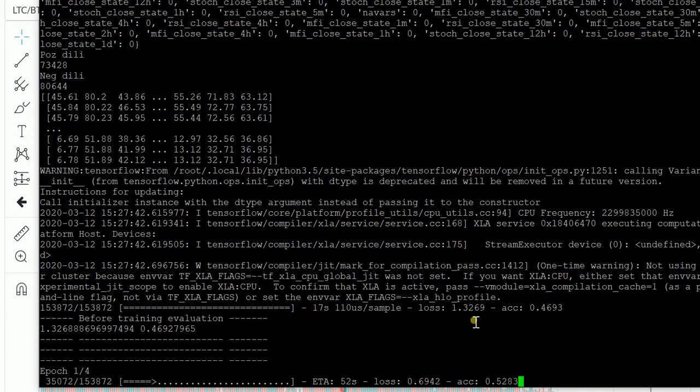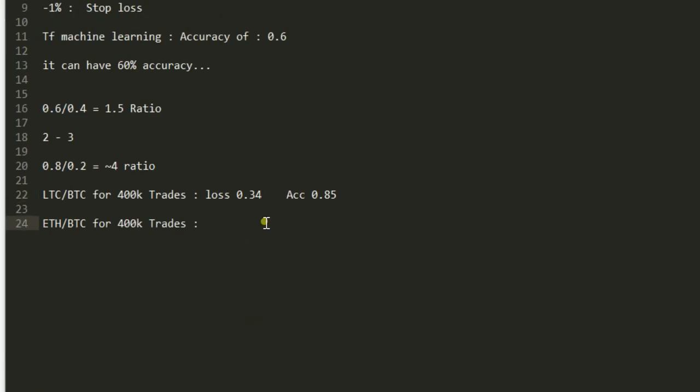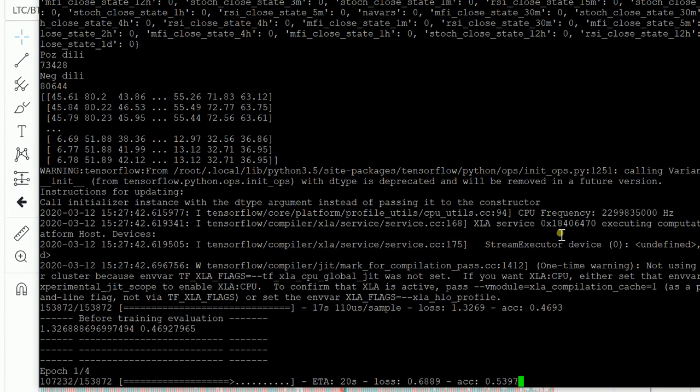Anyway, we have the learning itself started on a different market. The evaluation at the beginning was with a large error, with a 1.32 error. It's the same model on a different market, and as you can see now, it's relearning itself. It's starting to learn different ways, different patterns, and it has 0.53 accuracy already.